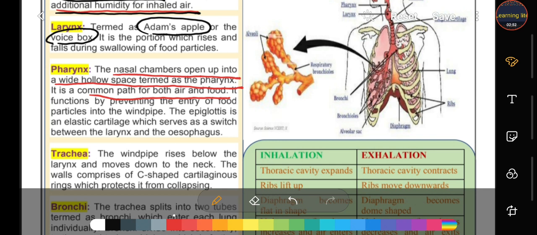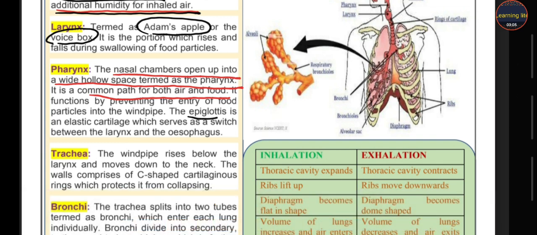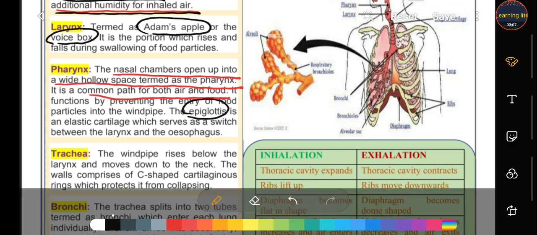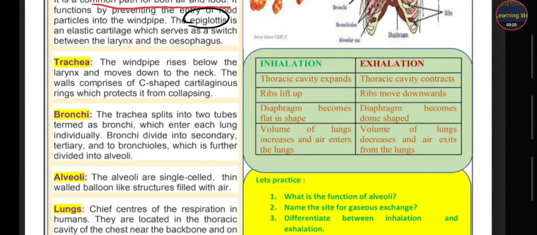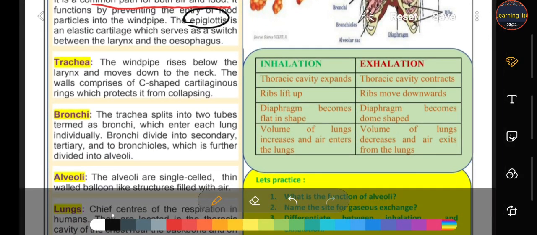And what is the function of the pharynx? It prevents the entry of food particles into the windpipe. How? Because it has a lid called the epiglottis. So students, the epiglottis is a lid of our pharynx. This lid gets closed whenever we take food, so that food can't enter into the windpipe. Okay, after that, air enters into the windpipe.